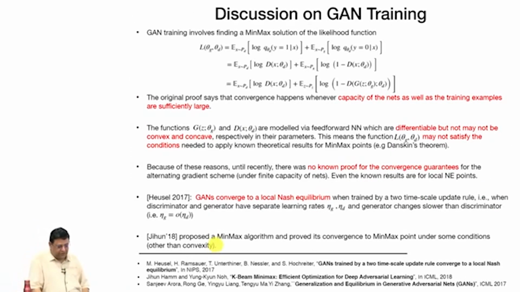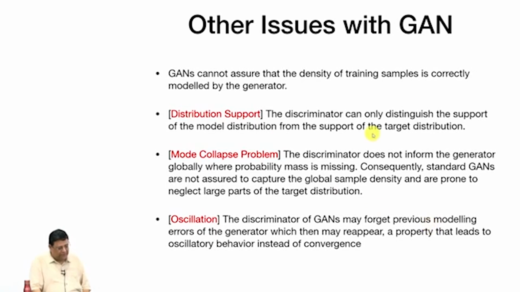So these are some discussion points. Maybe I will not go into all of those details because this is a little bit out of the scope of this discussion. But let me just tell you a few other issues with GAN. So one important problem with the GAN is the mode collapse problem.